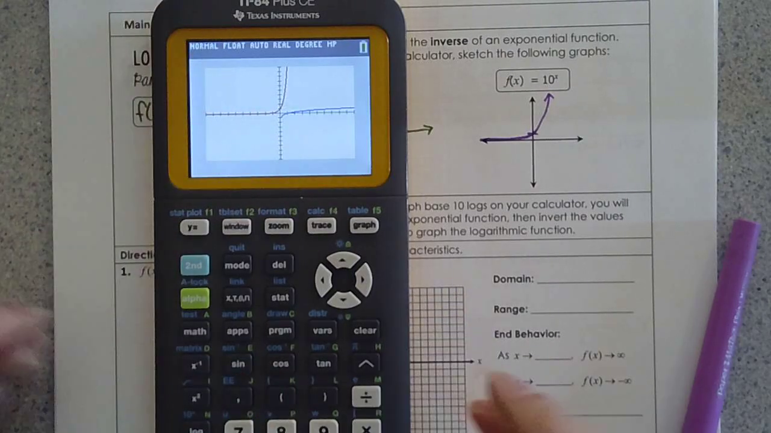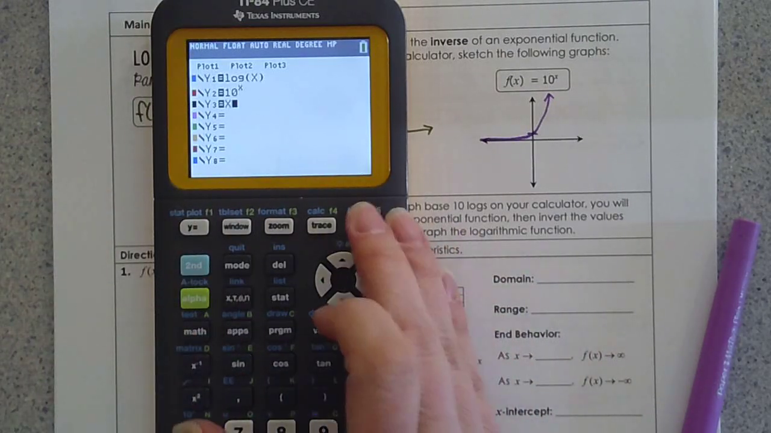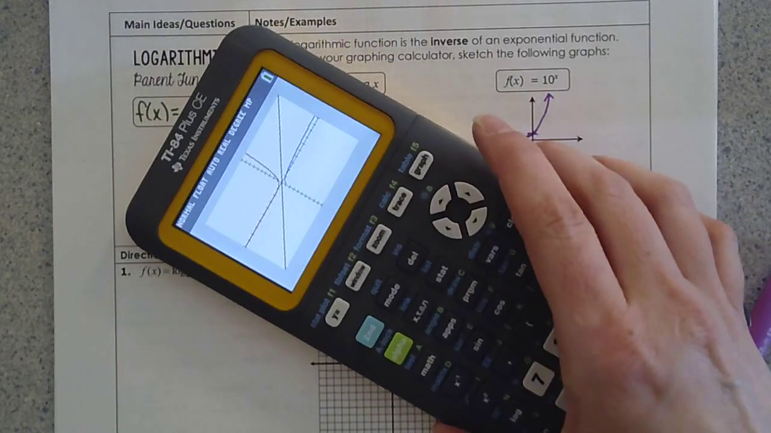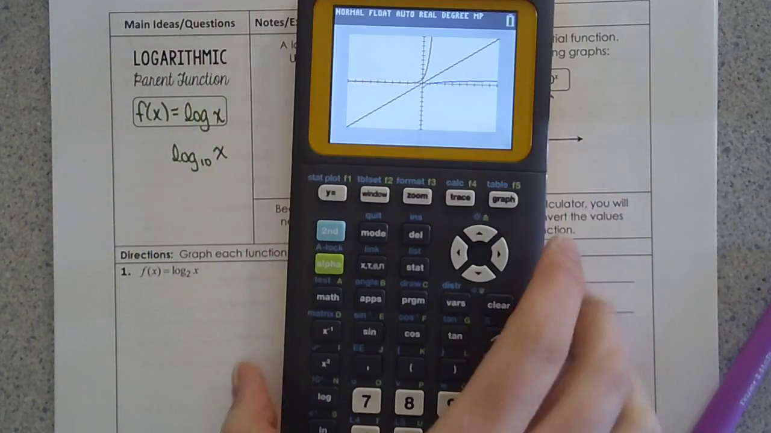Things that we know about inverses. Inverses reflect each other across that diagonal line. So these two functions have a diagonal reflection where all of their xy points would be inverted if they're the same base. Okay, they're inverses of each other.